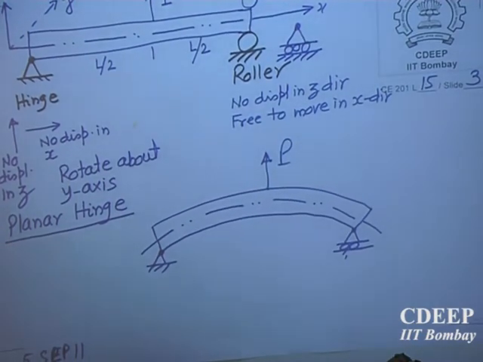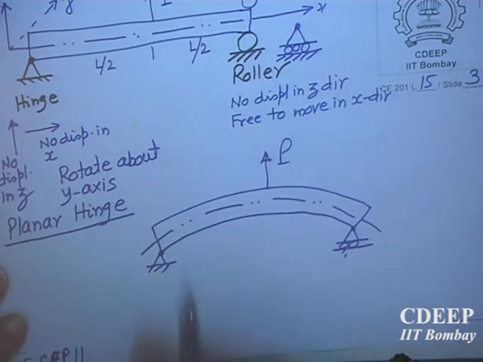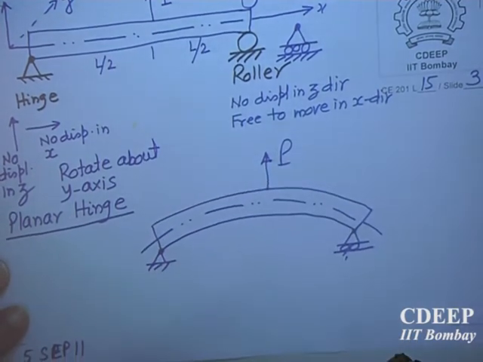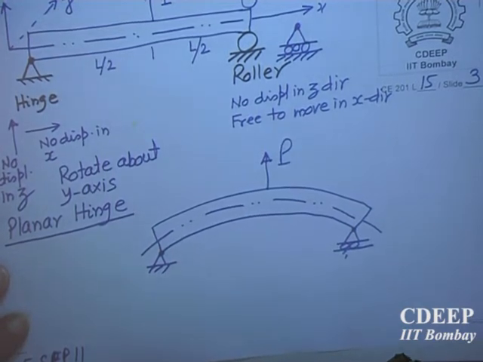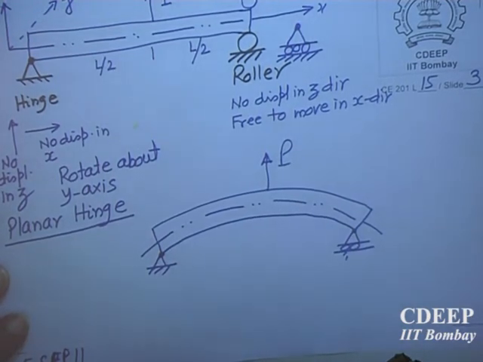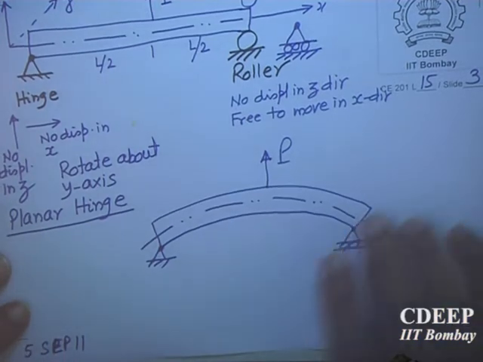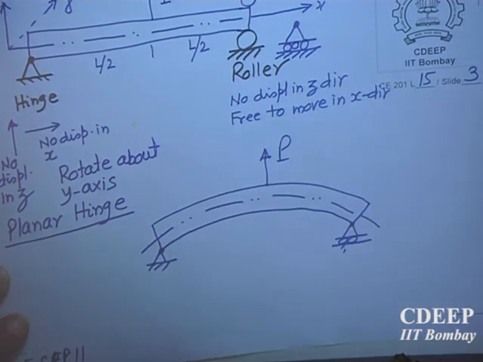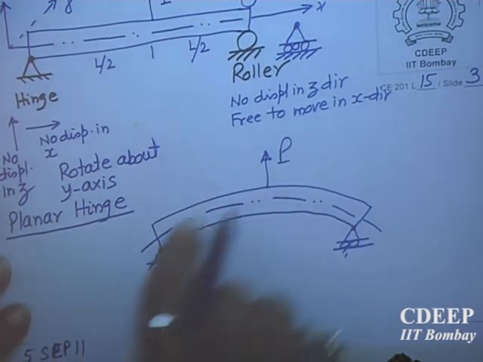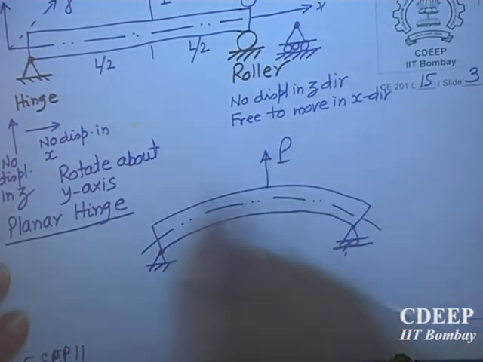Moments means whose vector will be in which direction? Y direction. It is not a torque. It is a transverse moment. So there is a difference between a torque and a moment. Torque will be about an axis which is perpendicular to this cross section.